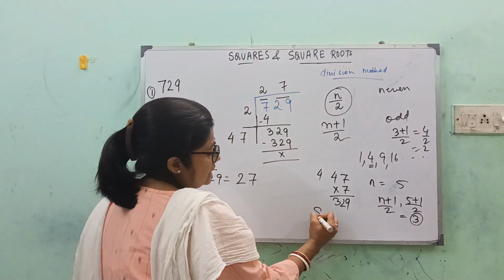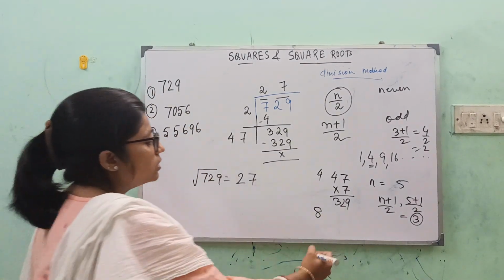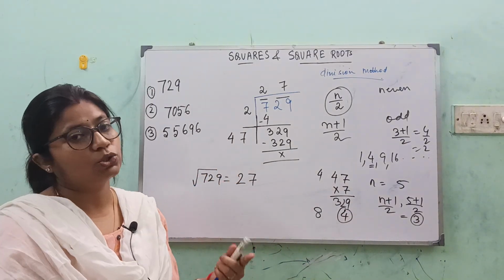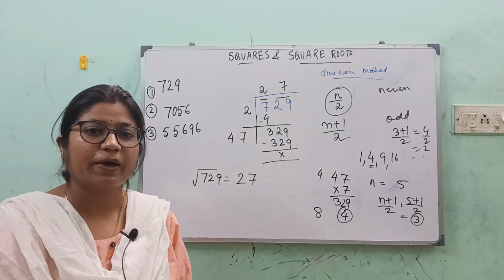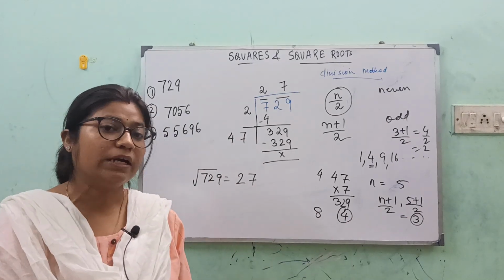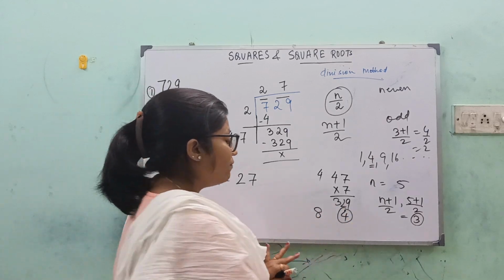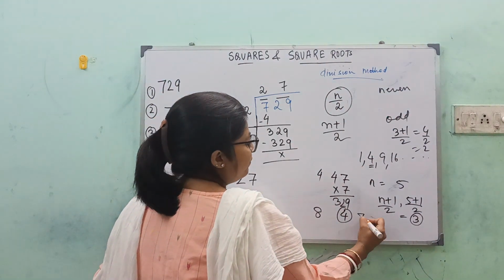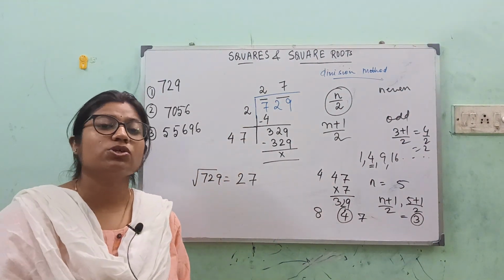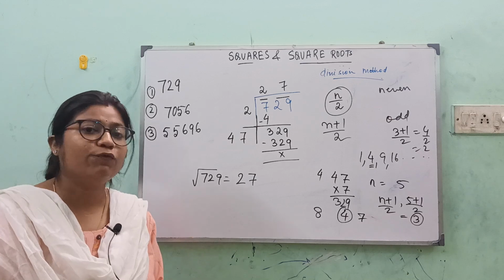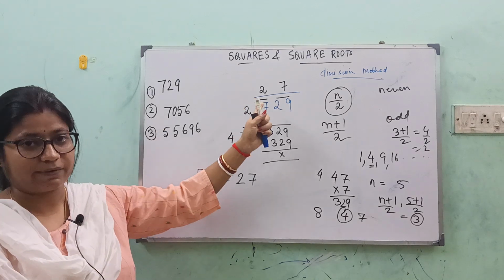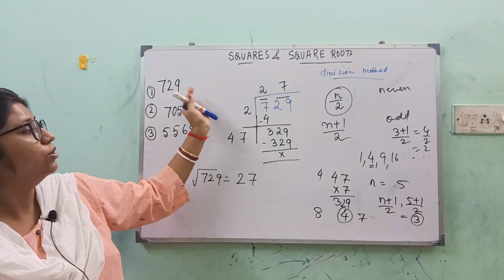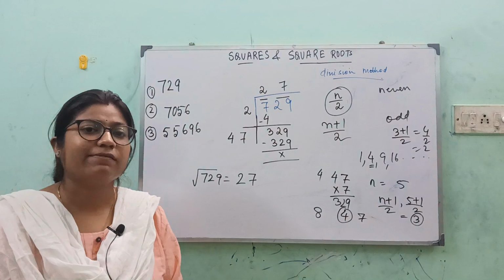If it has 8 digits in the square, then the square root will have 4 digits, because 8 digits will give you 4 periods, and for each period you will have 1 digit in the square root. That means there are 4 digits in the square root. And suppose you have 7 digits, then 7 digits will also give you 4 periods, because when you are pairing from the right side, the first digit on the left will be a single digit, but still it will form a period.